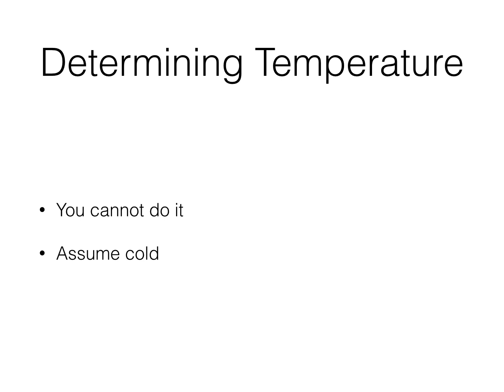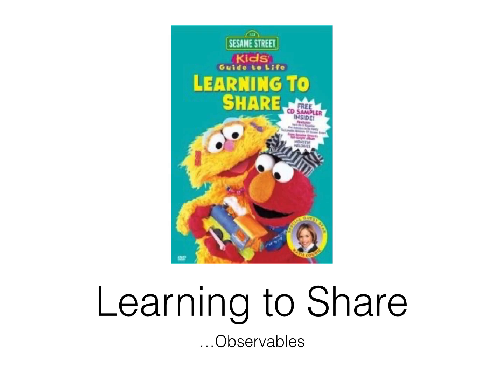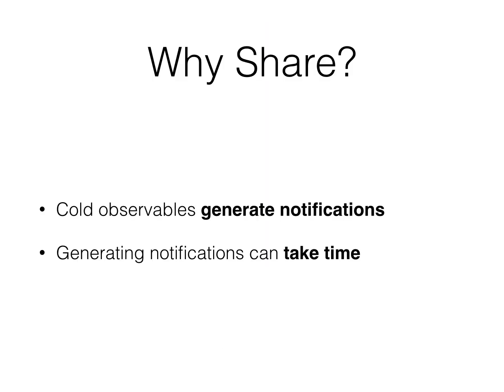It's not really a big deal if you call publish on a hot observable. It basically does nothing. So if you assume cold, it's best because you can save yourself from expensive operations. So let's learn about sharing. The goal here is that I want to share one network request between multiple people. Why share? Because cold observables generate notifications, and those notification generations can take time.